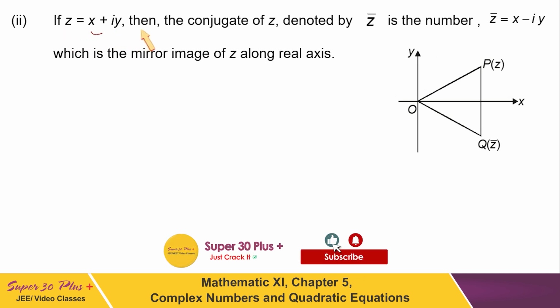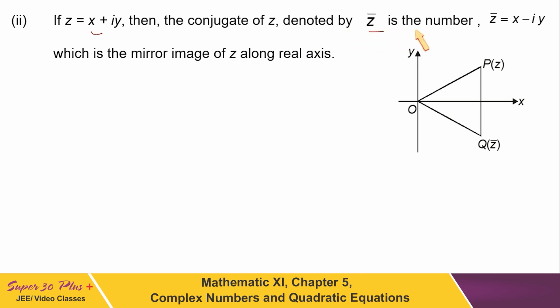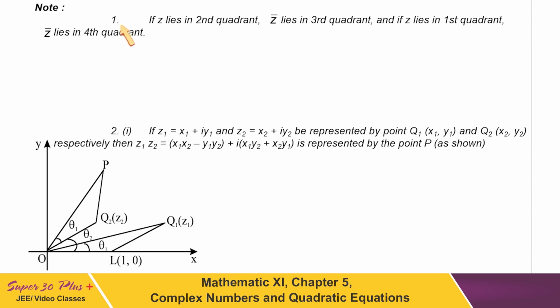If z is equal to x plus iota y, then the conjugate is denoted by z bar and it is equal to x minus iota y, which is the mirror image of z along the real axis. What is the meaning of this? If a complex number lies in the first quadrant, then its z bar lies in the fourth quadrant. If a complex number lies in the second quadrant, then z bar lies in the third quadrant. Now we are going to note down this property. If z lies in the second quadrant, then z bar is in the third. If z lies in the first, then z bar is in the fourth quadrant.